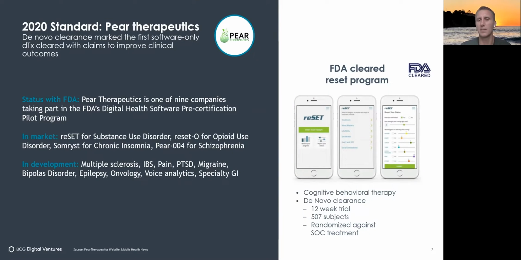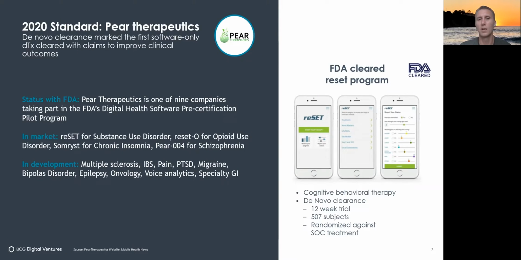So what is it? This is an app. It uses cognitive behavioral therapy, which is a standard therapeutic approach that is often done more in person, but reimagines that through a software interface. And they executed through this de novo clearance. They executed a 12-week trial with over 500 subjects or patients involved, and they randomized it against the standard of care. So a very robust platform, clinically validated.